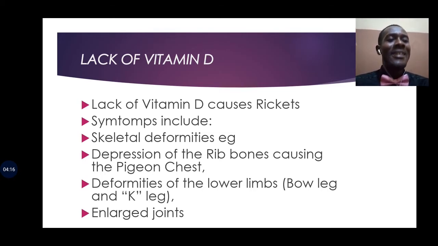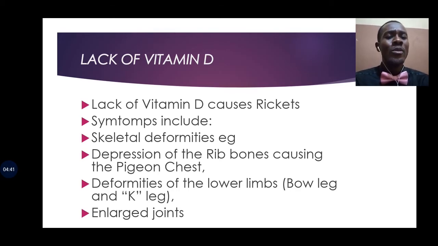But when it is not there, the bones become softened. Instead of becoming hard, they become softened. And under pressure, the bone can take a different shape. Under the weight of the body, the bone takes a different shape. Let's go on still with the symptoms that accompany lack of vitamin D. We mentioned skeletal deformities. What are these skeletal deformities?